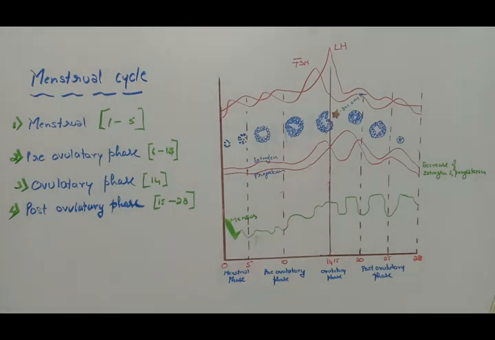So one more time, in the pre-ovulatory phase, what will happen? It takes place from the 6th day and lasts till the 13th day, for about 7 days. During this time, development of the follicles takes place due to the hormones FSH and LH.